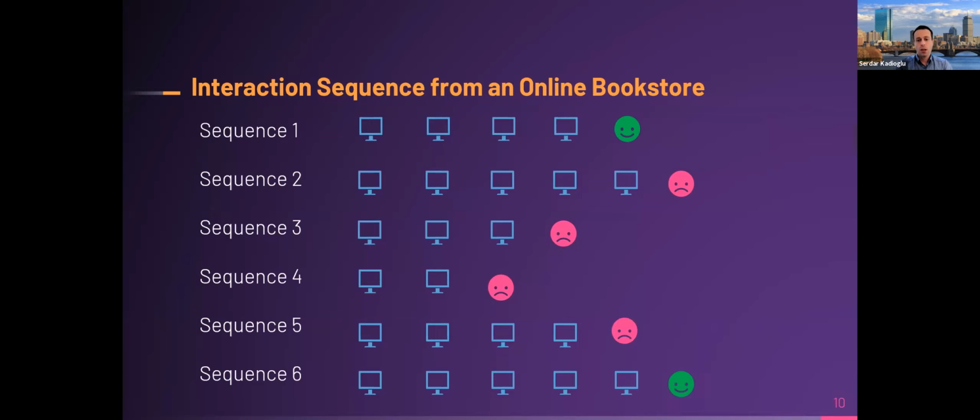Now, some of these sequences lead to a positive outcome, such as a book purchase, and others might not. So in this example, I have 6 sequences, and each one of them can have different lengths. And at the end of it, it has a certain outcome, whether purchasing a book or not. But you can imagine that I have millions of such sequences and quite long sequences.